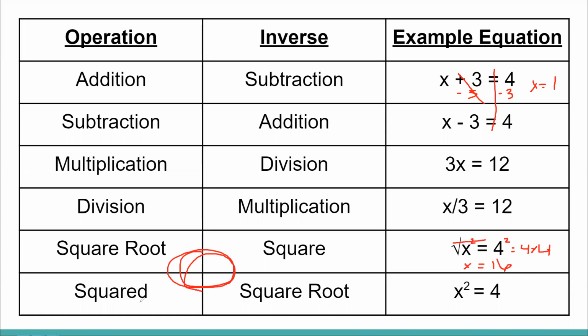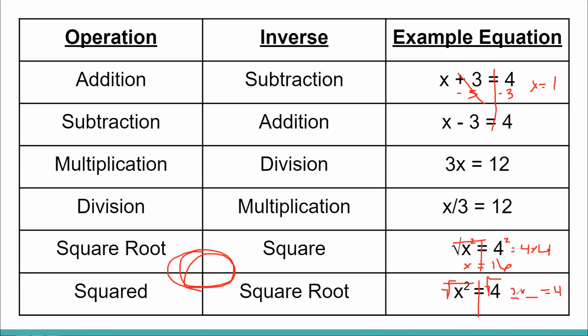And then down here, the opposite of a square is a square root. So since this x is squared, I have to square root it to get that to go away. But whatever I do to one side of the equation, I have to do to the other side of the equation. So that means that I have to square root 4. When I take the square root of 4, it means what number times what number equals 4.